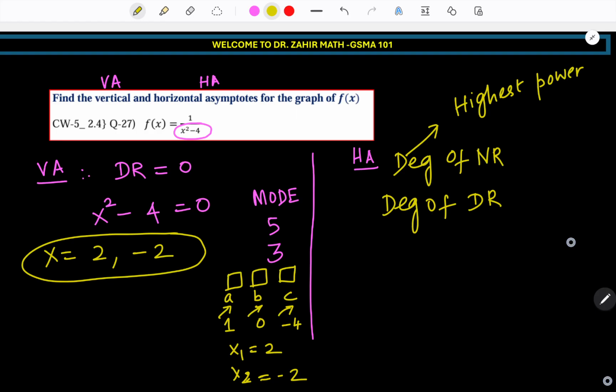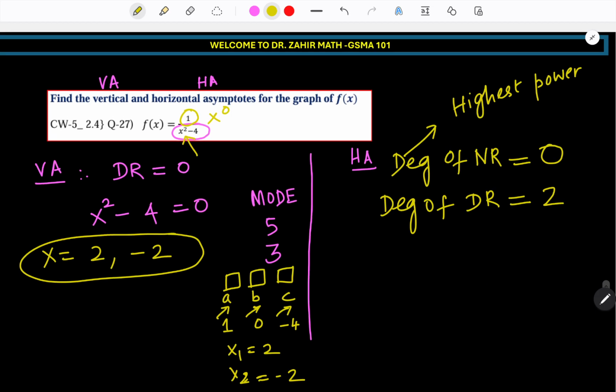Degree of numerator. Look at the numerator here. It's just 1. 1 means what? X power 0. Suppose you have 5, that means 5 times x power 0. Again, degree of numerator is 0. What is the degree of the denominator? You just see x square, so highest power is 2. So now the question is, is this equal, or is this less, or is this more?